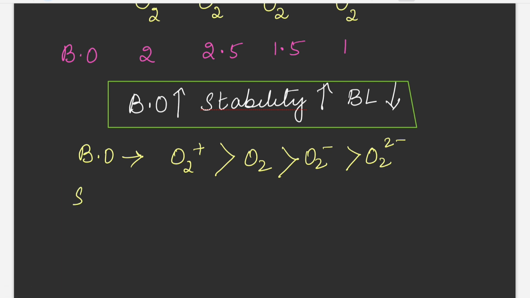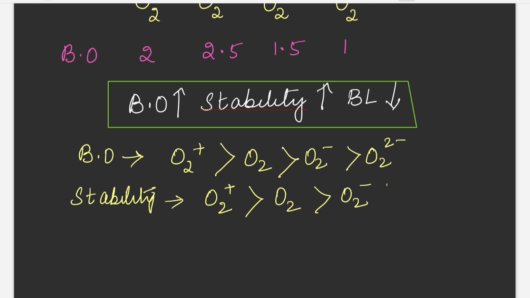Next we will see stability. What is the relationship? You can see bond order is directly proportional to stability. When bond order increases, stability also will increase. Therefore stability you can write in the same order: O2 plus has more stability when compared to oxygen, when compared to O2 minus, when compared to O2 2 minus.